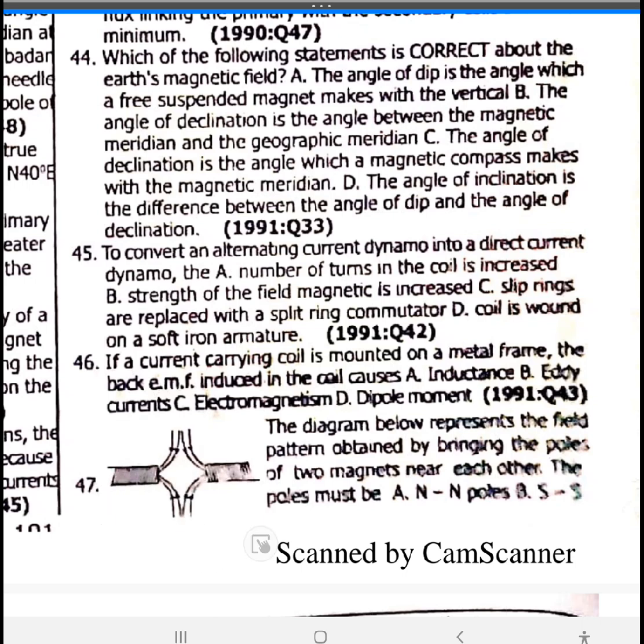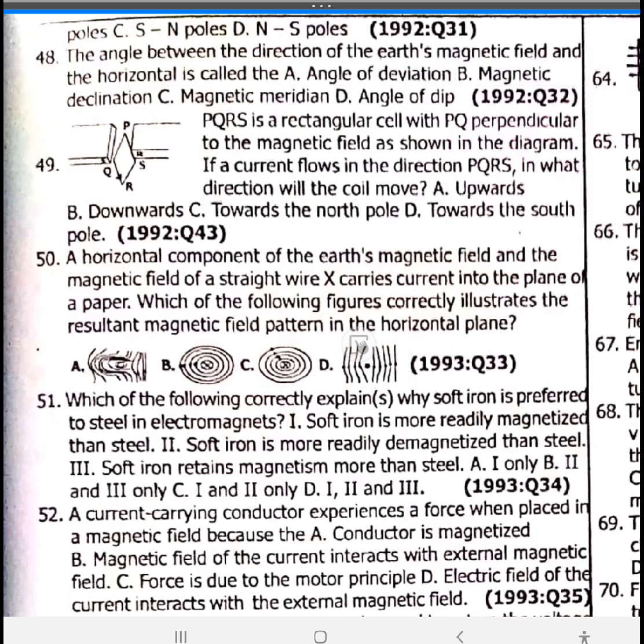Now let's see the other options. As the arrows enter from outside, it shows that both of them must be south poles. South pole. 47 is option B, south pole.